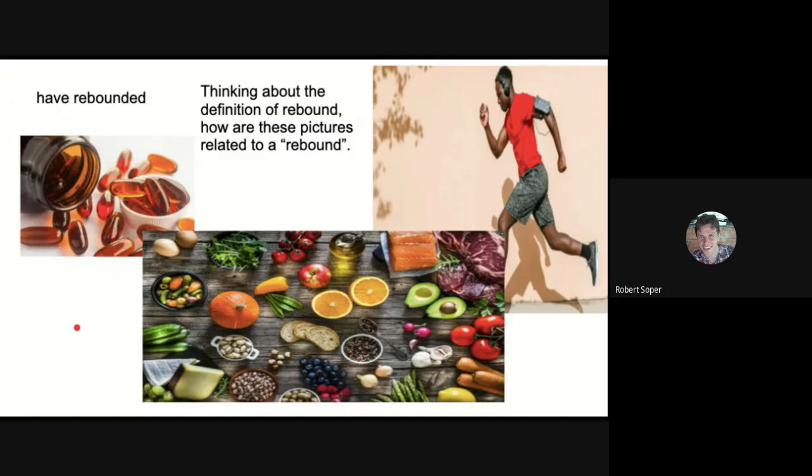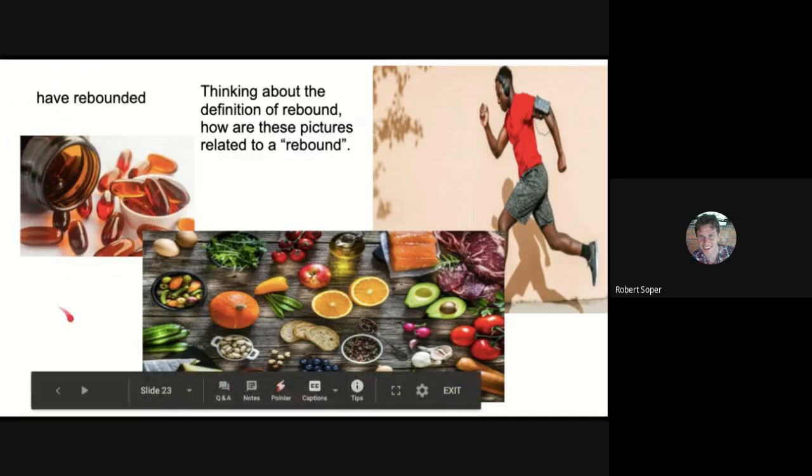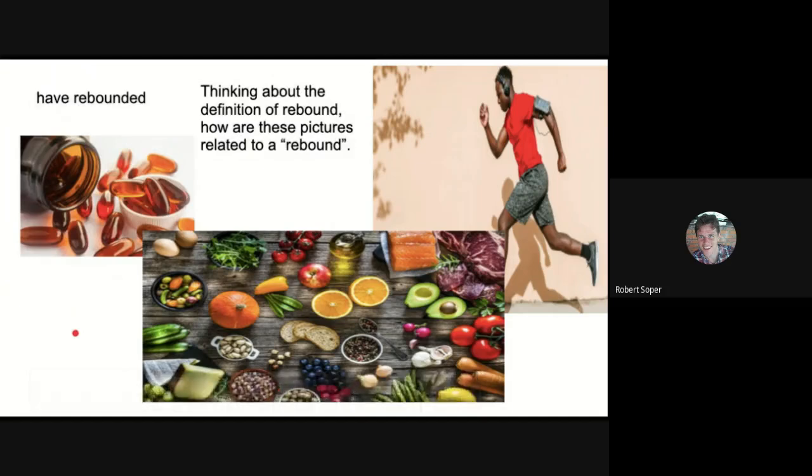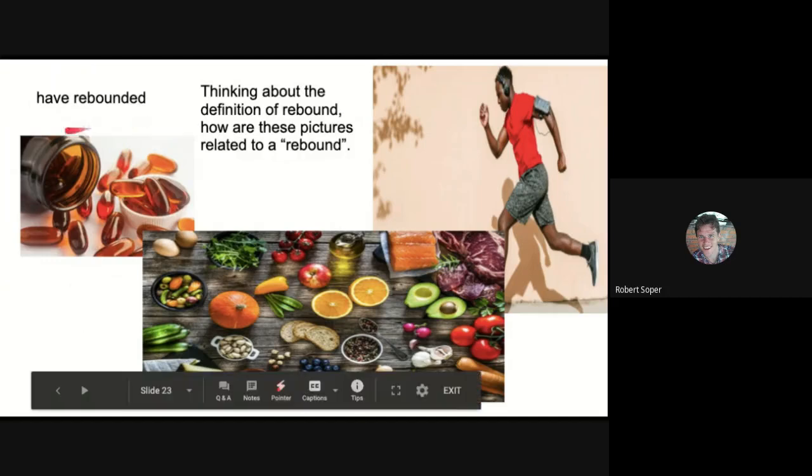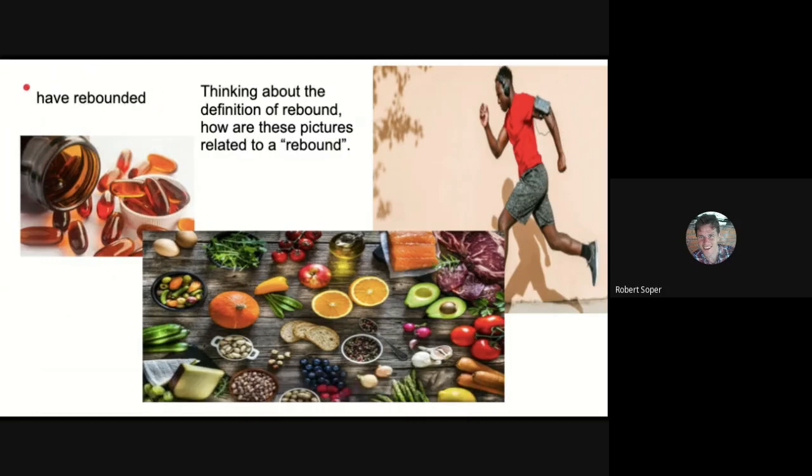But when we use rebounded, we don't just use it to talk about a ball and a wall. We use it to talk about ourselves in terms of a recovery. So we have rebounded from something, we have bounced back from it. We were in this condition, but now we've progressed to another condition. So now that you've thought about that, think about things you might rebound from. Well, if you have a serious illness and then get better, you have rebounded from it.